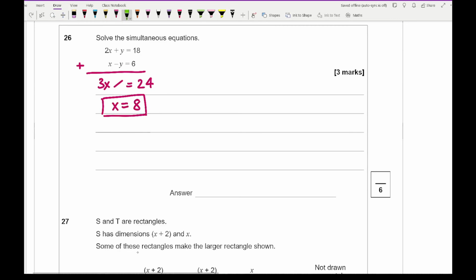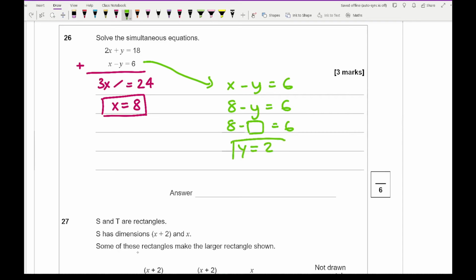Then using the second equation because it looks easier, we've got x minus y equals 6. We know that x equals 8, so I've got 8 minus y equals 6, or 8 minus something equals 6. What's that something going to equal? Well, it's going to equal 2. So my answer for this particular question is going to be x equals 8 and y equals 2.